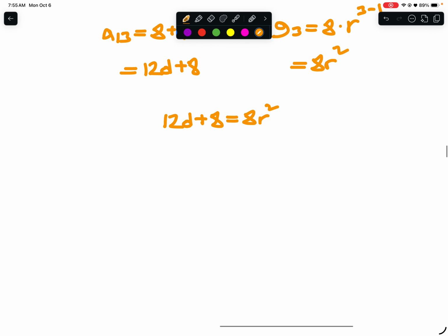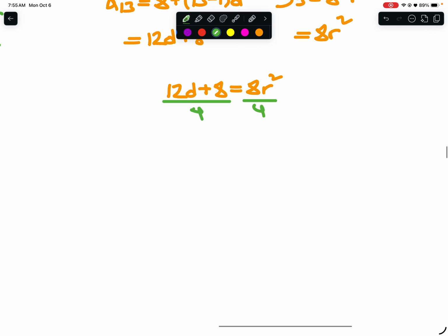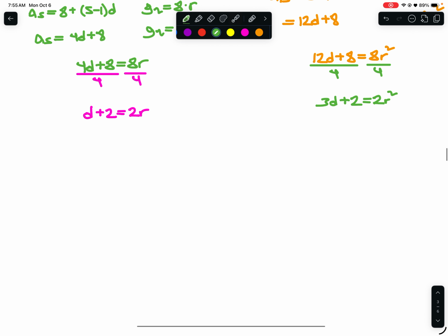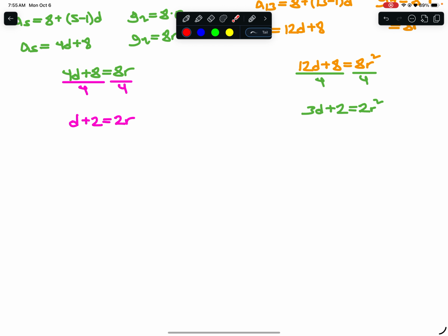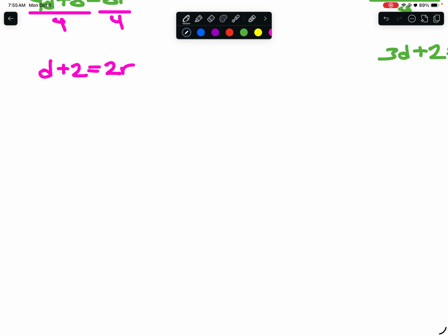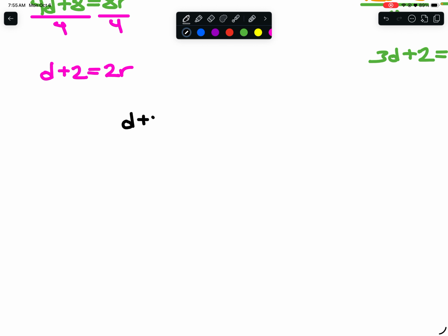Once again, all these values are going to be divisible by 4. Any chance I can to simplify and rewrite, I'm going to take it because it makes the numbers a little bit easier to manipulate. So that's going to give me 3d plus 2 equals 2r squared. So my next step is, now I have these two equations here, I'm going to set up both of these equations as a system of equations. So I have d plus 2 equals 2r, and then I've got 3d plus 2 equals 2r squared.